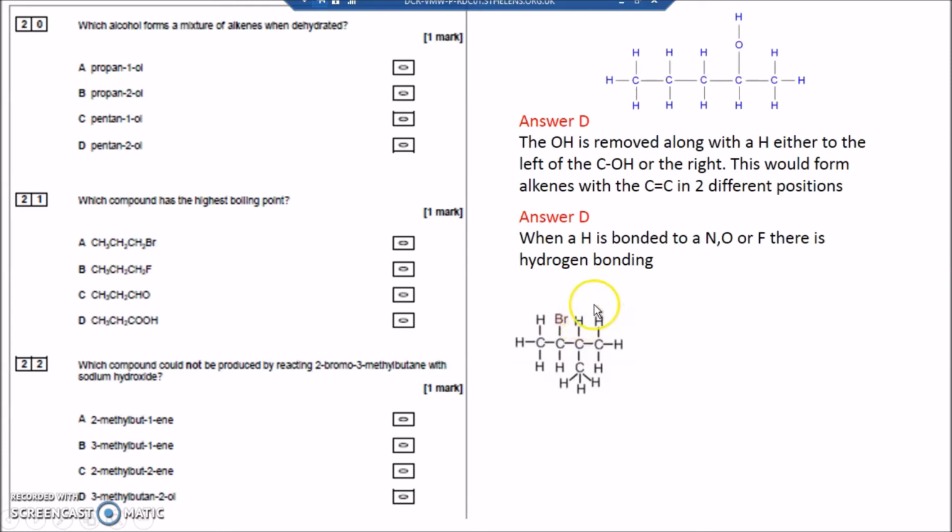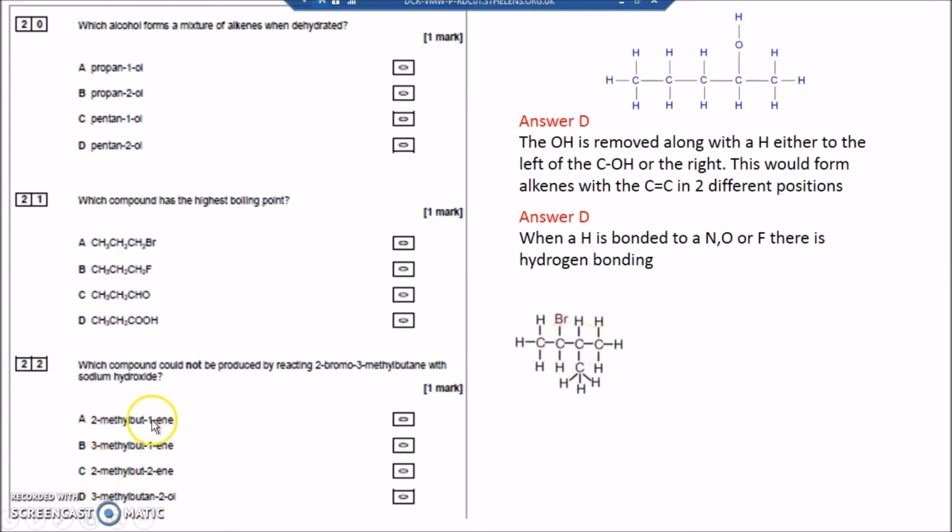So if that H gets removed by the OH minus in warm ethanol, conditions of warm ethanol, and the Br comes off, the double bond will be at carbon number 2. So I could end up with 2-methyl-but-2-ene. I'm counting from the other way now, working from the other way. 1, 2, 2-methyl and the but at carbon number 2 as well. So in between carbon number 2 and carbon number 3.